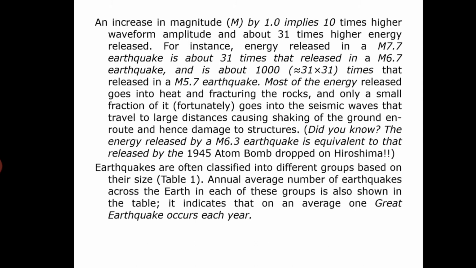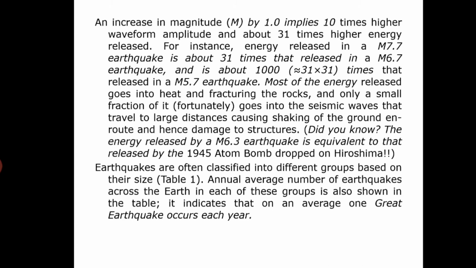First of all, M for magnitude, and the numerical value 7.7. The first number is the releasing time and the second is how many times higher energy is released. So you can see 31 by 31 times that of releasing an M5.1 earthquake. Most of the energy release goes into heat and fracturing the rocks, and only a small fraction goes into seismic waves, which travel large distances and cause the shaking of ground. So the structure can be damaged due to this release of energy.